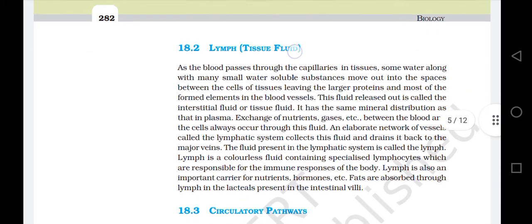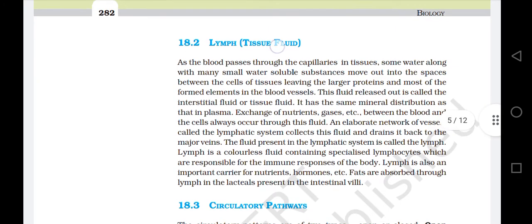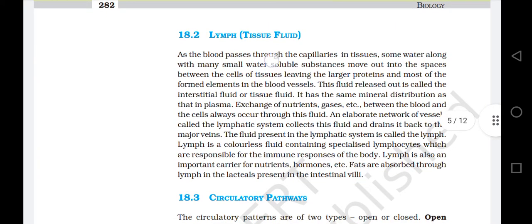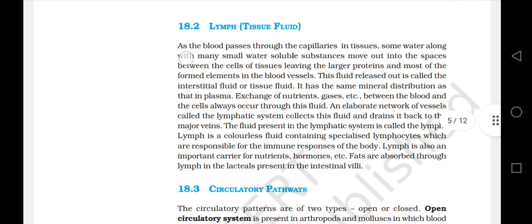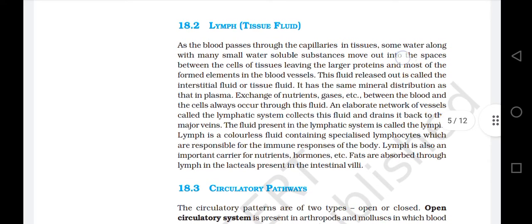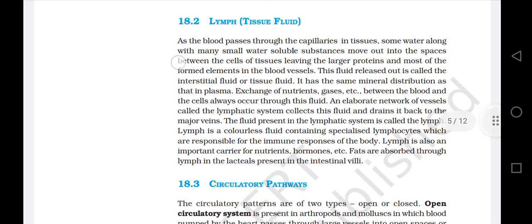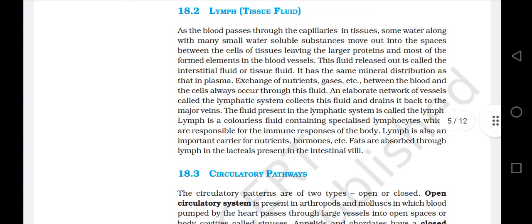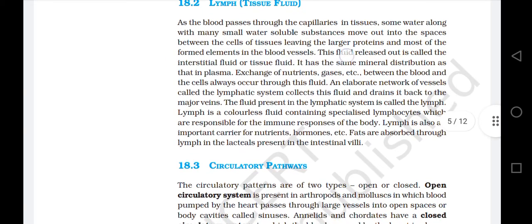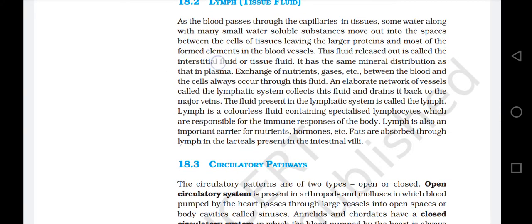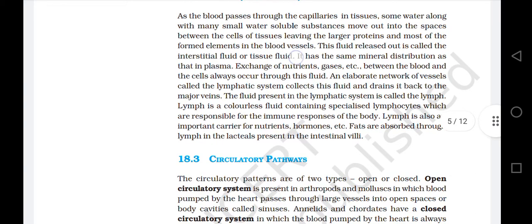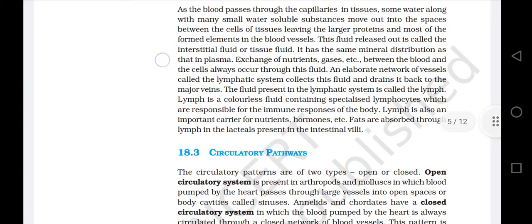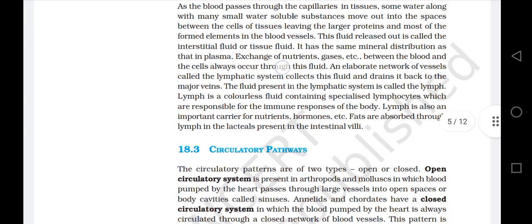18.2 Lymph, tissue fluid. As the blood passes through the capillaries in tissue, some water along with many small water soluble substances moves out into the spaces between the cells of tissues, leaving the larger proteins and most of the formed elements in the blood vessels. This fluid released out is called the interstitial fluid or tissue fluid. It has the same mineral distribution as that in plasma. Exchange of nutrients, gases, etc. between the blood and the cells always occurs through this fluid.